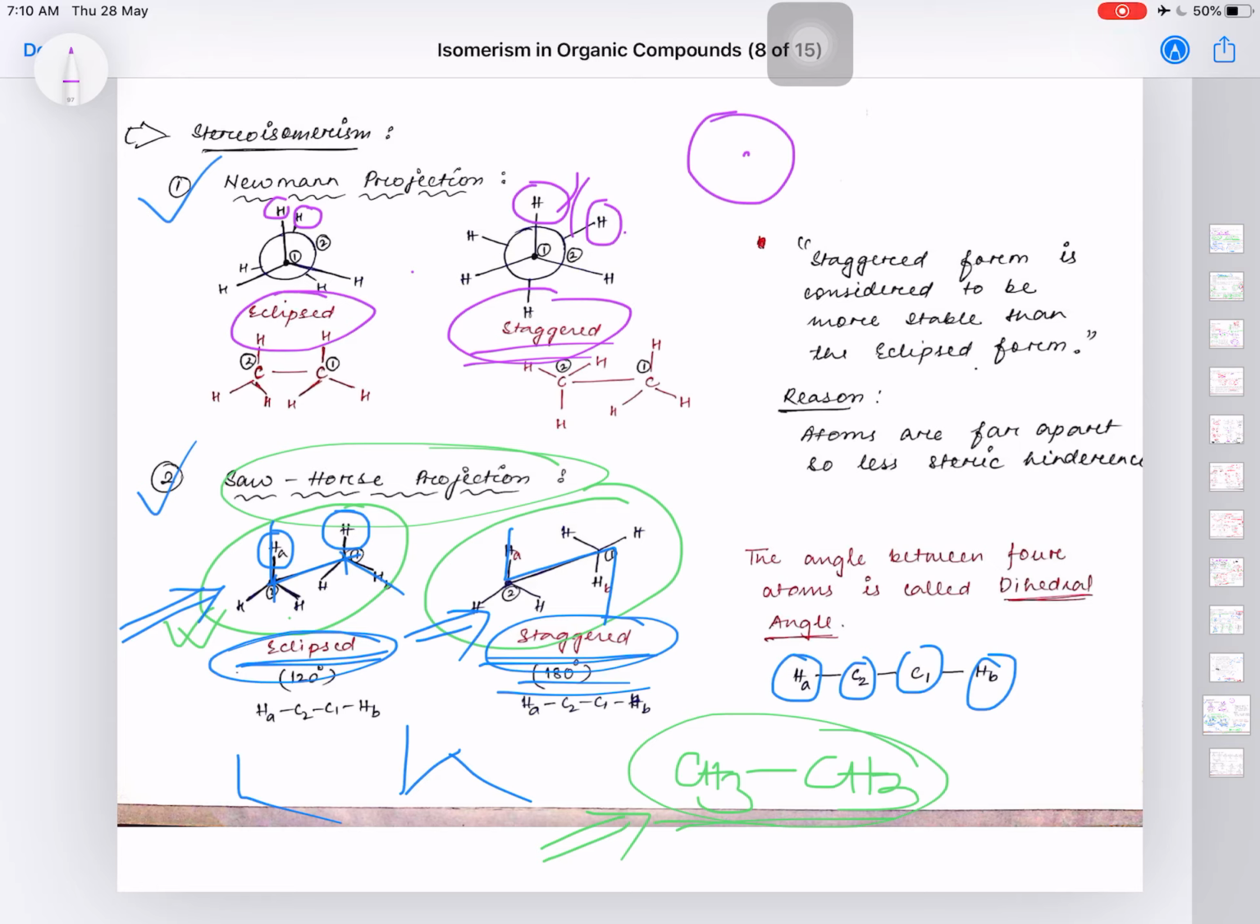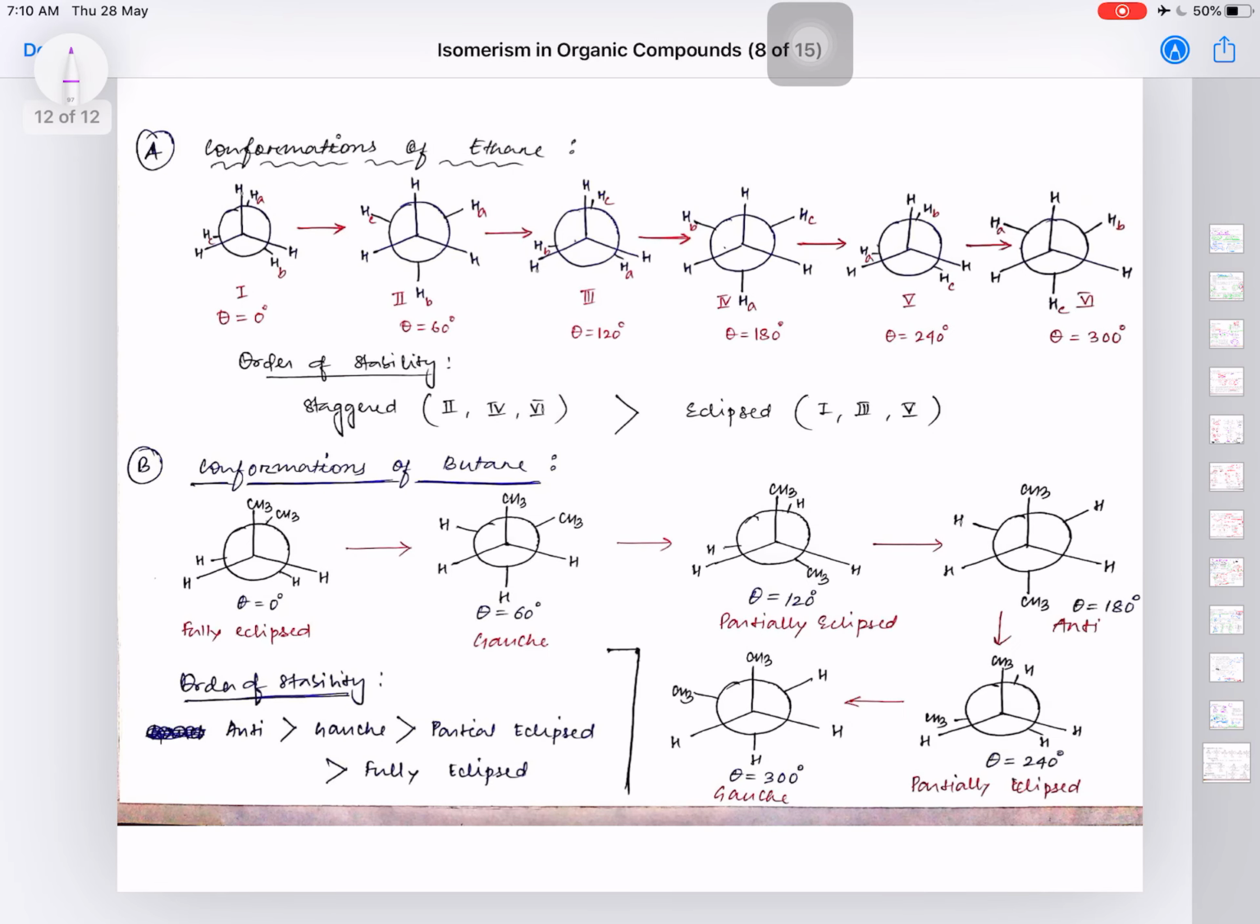Let us see some examples. Say we have to draw the conformations of ethane. We'll start from the eclipsed form and rotate this by 60 degrees. We're rotating the backside carbon by 60 degrees. Keep in mind that the first carbon will be fixed, the front carbon will be fixed, and only the back carbon you are rotating by 60 degrees in all the steps.